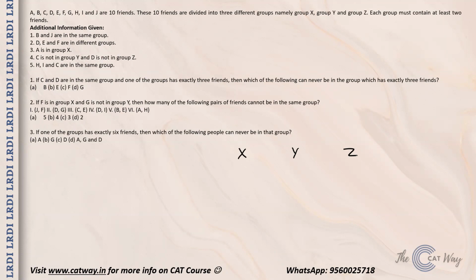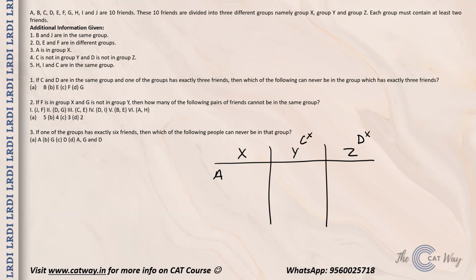Some additional information is given: B and J are in the same group. D, E, and F are in different groups. A is in group X, so A is fixed in group X. C is not in group Y, and D is not in group Z. Now H, I, and C are in the same group. So this is what has been given to us.